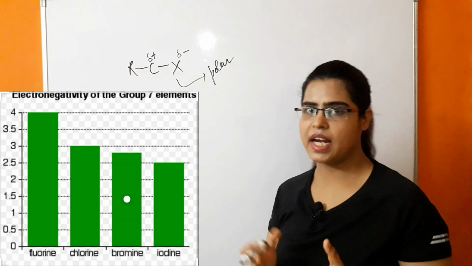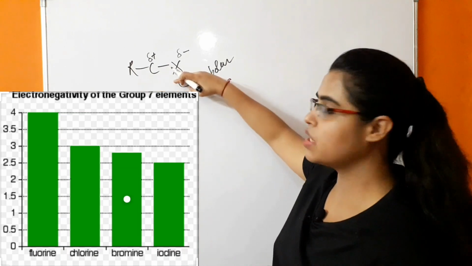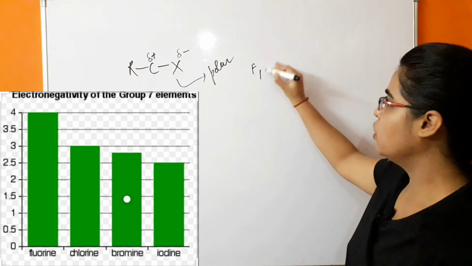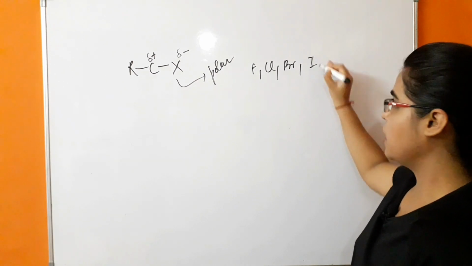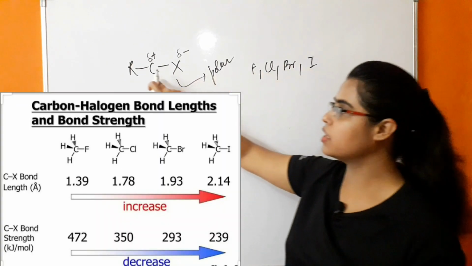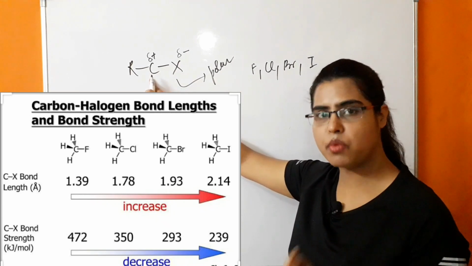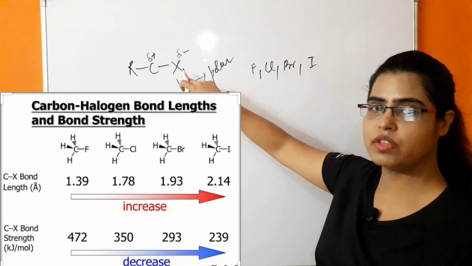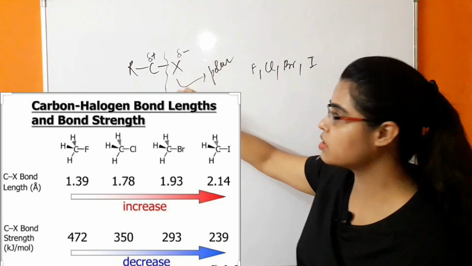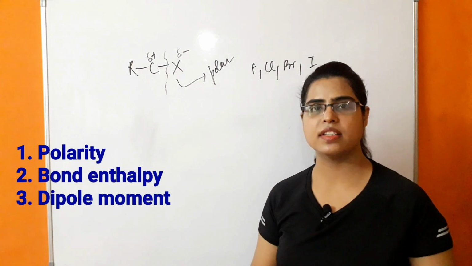As we go down the group, the electronegativity decreases and the bond length of this carbon halogen bond also increases from fluorine, chlorine, bromine, to iodine. As the size of the halogen increases from fluorine to iodine, the bond length of this carbon halogen bond increases. It means the strength of the bond will decrease as the size of the halogen increases, so less energy will be required to break this bond. So the first point is polarity, the second point is bond enthalpy, and the third point is dipole moment.